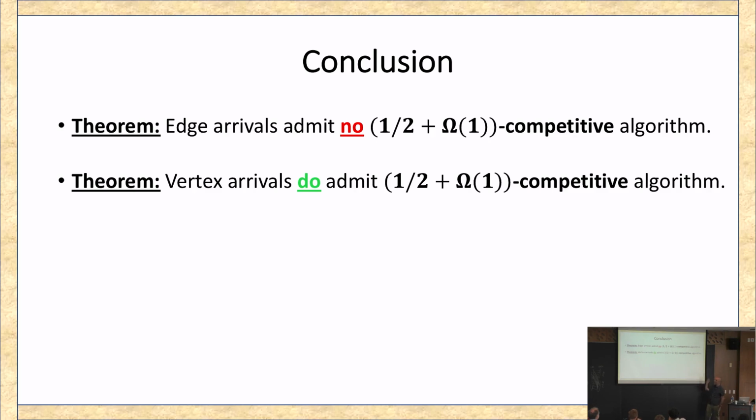For example, our hardness result shows that no fractional algorithm does better than 1/2 plus 1 over n. There's nothing to rule out that no randomized algorithm does better than 1/2 plus 1 over exponential in n.